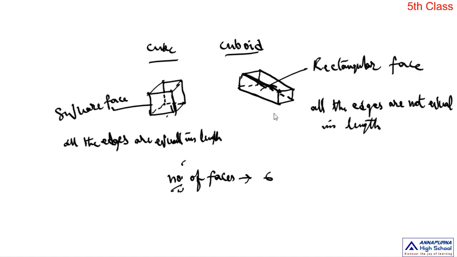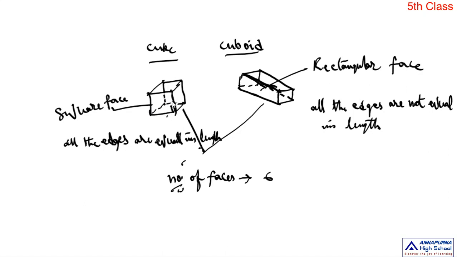What about the cuboid? Here 1, 2, 3. These 3 faces are visible. What about the other faces? 1, 2, 3. And 3 more faces are there. They are hidden. Therefore, in total it has 6 faces. Both cube and cuboid have 6 faces. Very good. Now, come to what we call vertices.